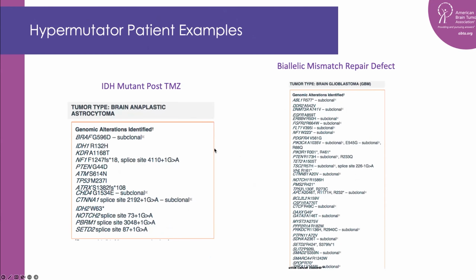And here's just some examples of patients. So this is a grade 4 IDH mutant tumor, and this is a glioblastoma, patients with DNA repair defects, and you can see the large numbers of mutations. Normally we'll see 2 or 3 or 4. These patients have many. And I think one of the tricks is which patients do we try and use immune therapy on?